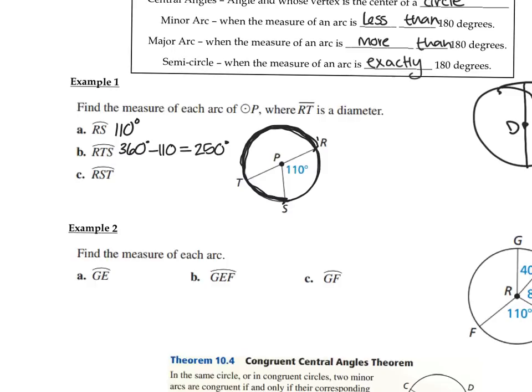Next, they want us to find RST, so that's this angle here. I'm going to use a different color. Now, as you can see, RST starts at the endpoint of the diameter of the circle. So we know that a diameter is a straight line that goes through the center of the circle. So that's going to be exactly 180 degrees.